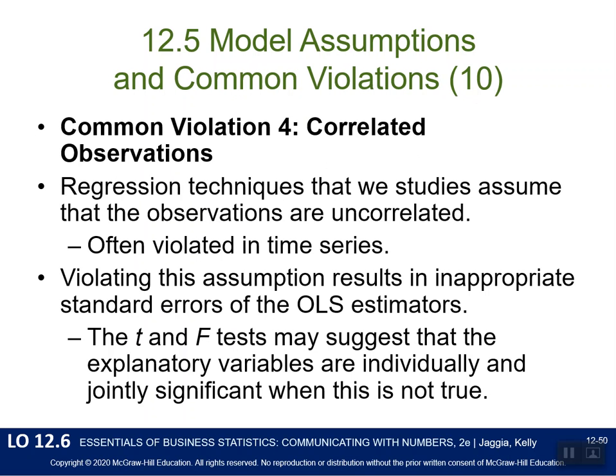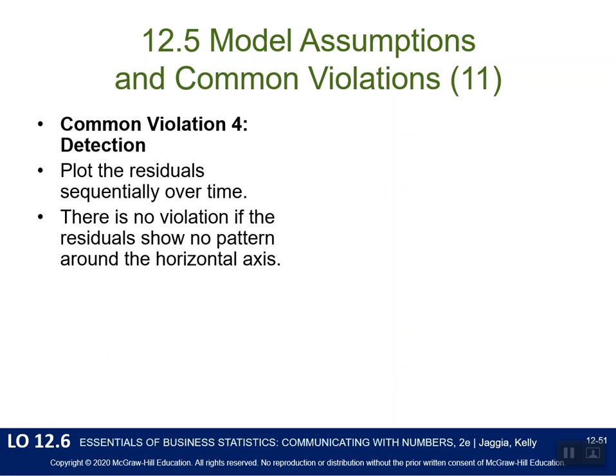So another one, this is very similar to multicollinearity, is what we call correlated observations. So again, this is when there's a high degree of correlation between various observations. This tends to happen with data that is over time, with time series data. And so we may see this kind of pattern happen then.